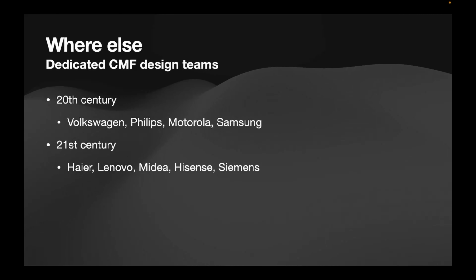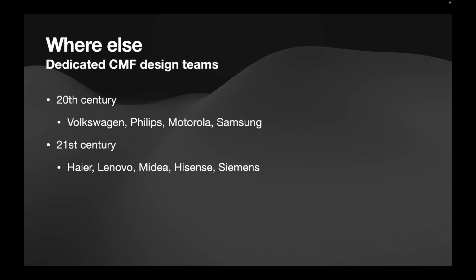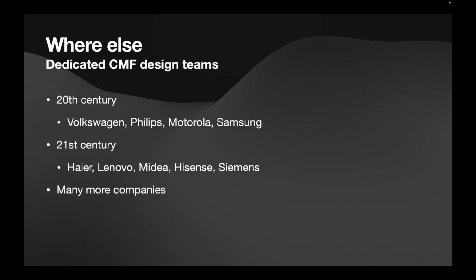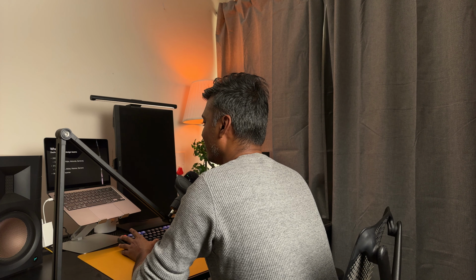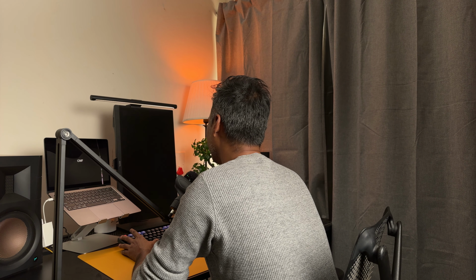Companies like Midea in their home appliances, Hisense in their products, Haier, Lenovo, Siemens. They all started using CMF designers to come up with their lineup of products. In fact, it cuts across all categories these days, and talented designers come up with brilliant products at the end of the day. Of course, many more companies which are not listed all have a CMF design team in the company.